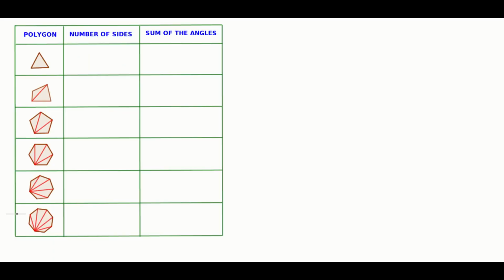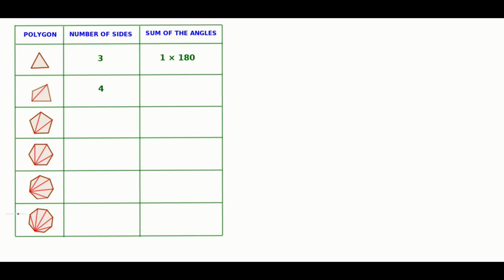Now let's complete this table. In the table you have different polygons divided into triangles. First one, a triangle. There you have number of sides 3, and the sum of the angles is 180. That you can write as 1 into 180. The second figure is a quadrilateral.